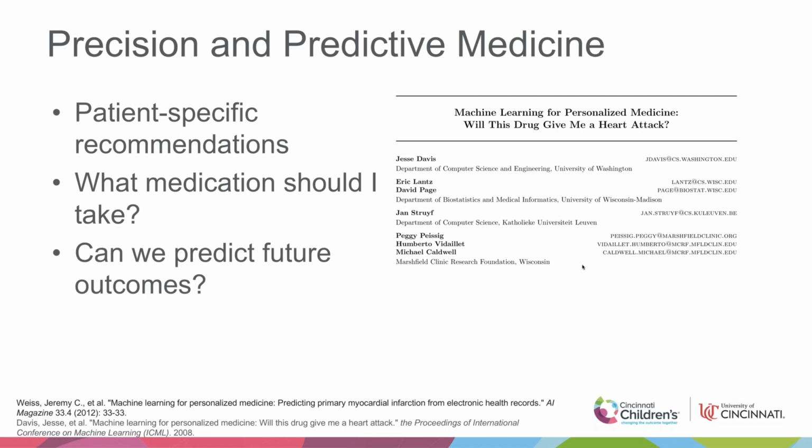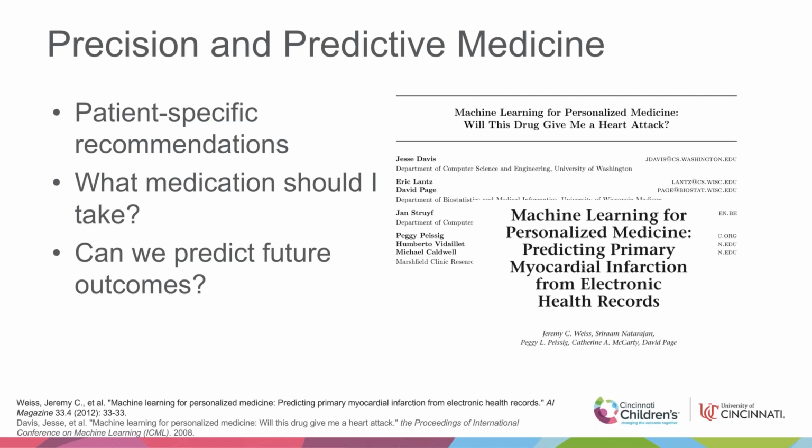What about the idea of what medication should I take? And so precision medicine. And so this has been done too on the adult side. So this is, which will this drug give me a heart attack? Then what's the other one? Like, can we predict future outcomes from the data we have in the EHR now? And this is the machine learning for personalized medicine, predicting primary myocardial infarctions from electronic health records. This particular case is not a great example for pediatrics because there aren't a lot of MIs in pediatrics, but there are other things that we could predict as well.